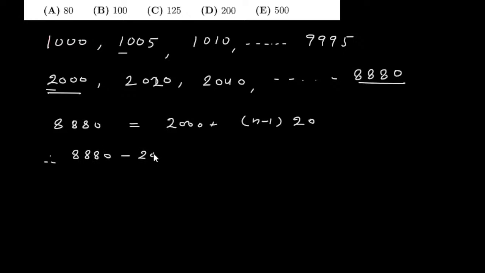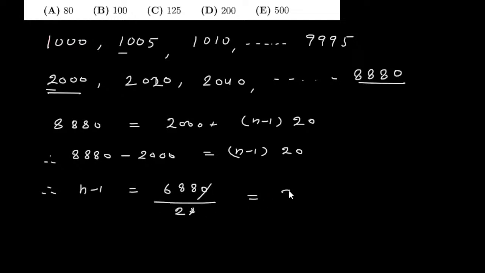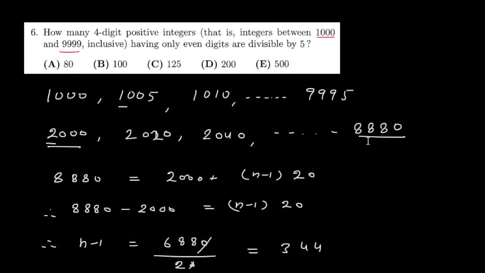8880 minus 2000 will give you n minus 1 times 20, and therefore your n minus 1 will be equal to 6880 divided by 20. So this 0 0 will cancel, 2 3s are 6, 2 4s are 8, 2 4s are 8. So therefore n is equal to 345. Okay, now the problem is that 345 is also not there as an answer. Then it will be a difficult one.